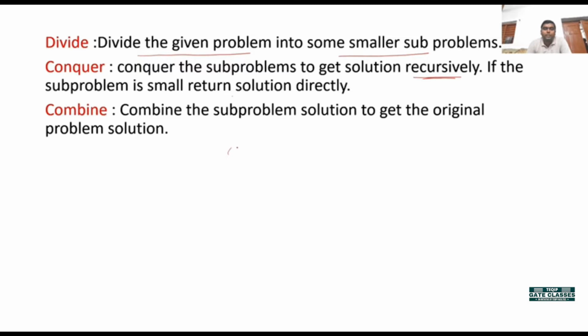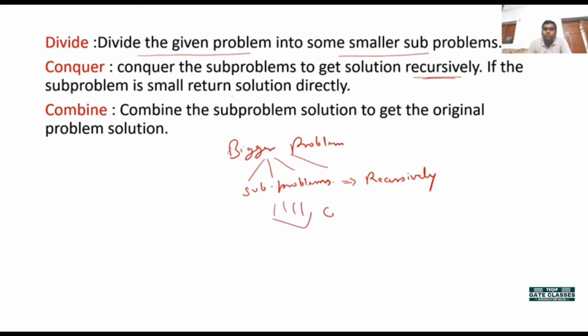So what we are doing here is, we have a bigger problem and we are breaking it down into subproblems, and solving those subproblems recursively. After solving those subproblems, ultimately we combine the solutions of those subproblems to get the final solution. So this is our approach in the divide and conquer technique: divide, conquer, and lastly combine.